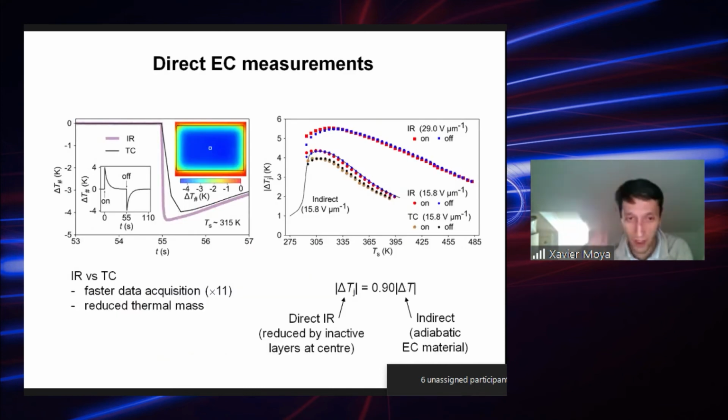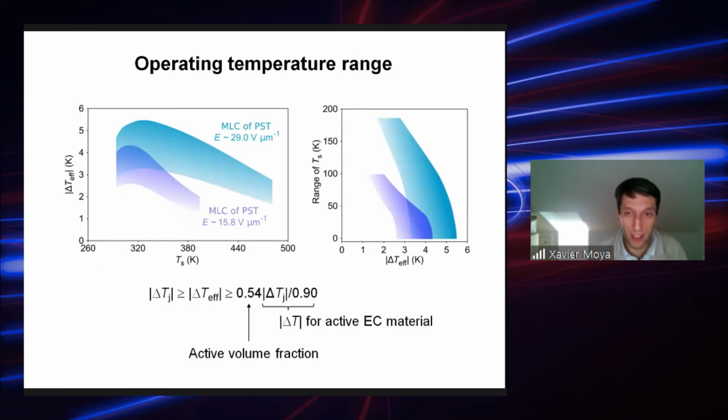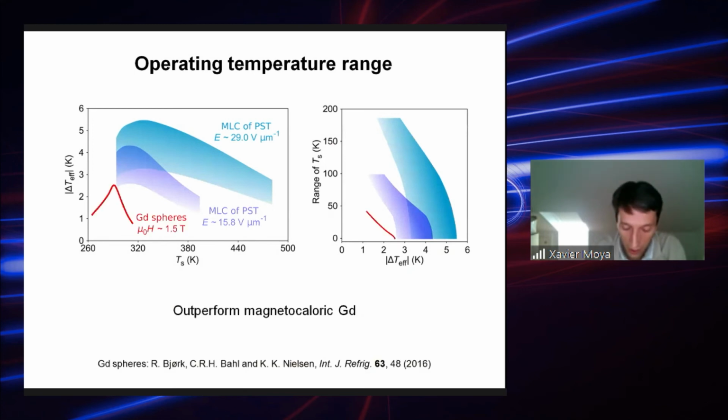This is an example of the thermocouple data in black and the infrared camera data in purple. Then you can make these measurements as a function of temperature, so you can get the thermal response as a function of temperature. You see the maximum that we got was around 5.5 degrees, and as I was saying, this particular value is interesting because if you compare this electrocaloric material with the most famous magnetocaloric material that is used in prototypes nowadays, which is gadolinium, you can see that gadolinium in 1.5 Tesla, which is a typical field from a permanent magnet, shows a temperature change in the region of 2.5 degrees, right?